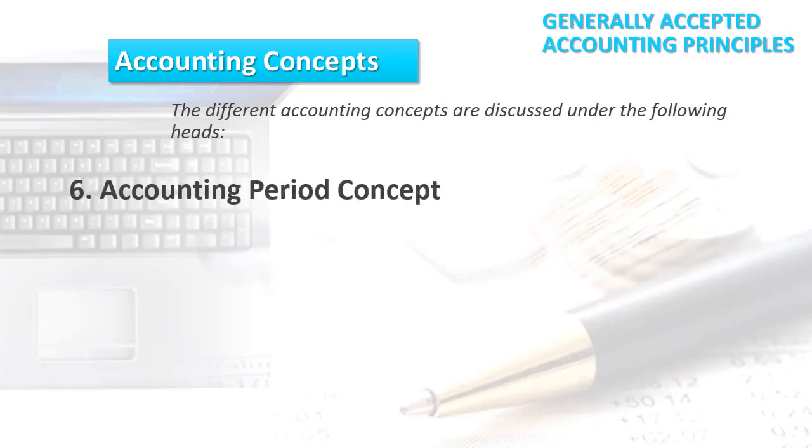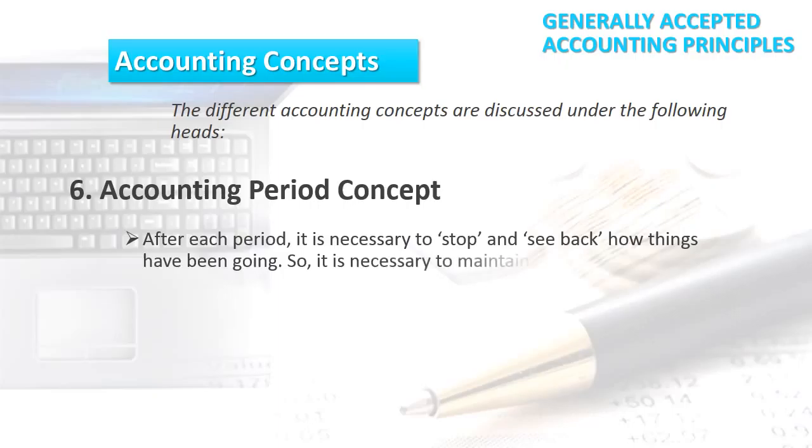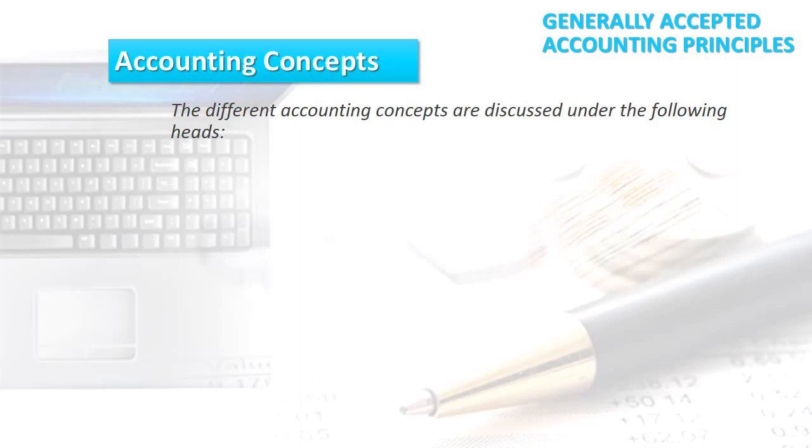Accounting period concept. According to the going concern concept, every business would exist for a longer duration. That longer duration is divided into appropriate segments or periods for studying the results shown by the business for each period. After each period, it is necessary to stop and look back at how things have been going. So it is necessary to maintain accounts with reference to a specific period.